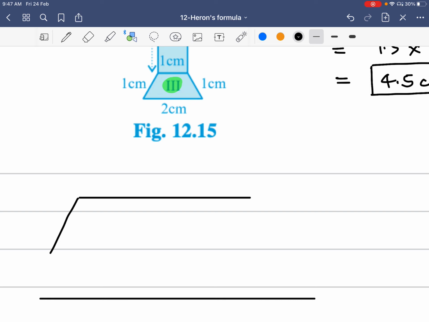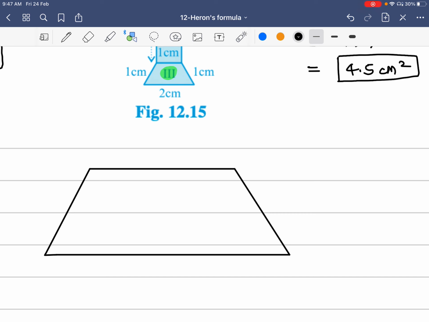And line here and line here. And what are the dimensions? Let's write down the dimensions. This is 1 centimeter, this is 2 centimeter, this is also 1 centimeter, and this is also 1 centimeter. So this is our trapezium with all the dimensions.